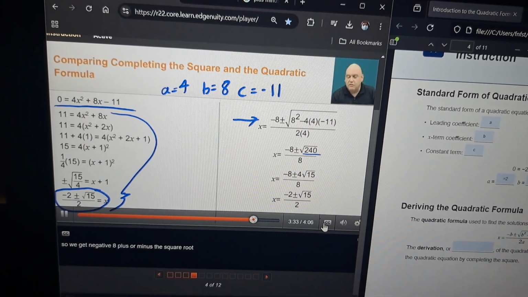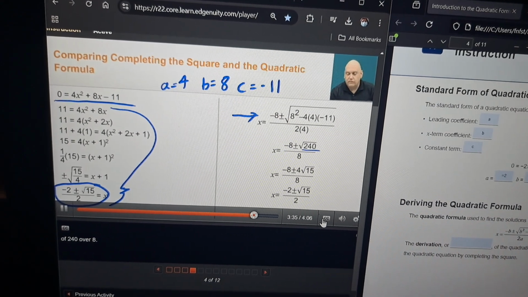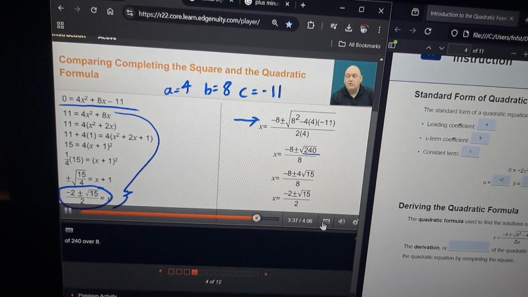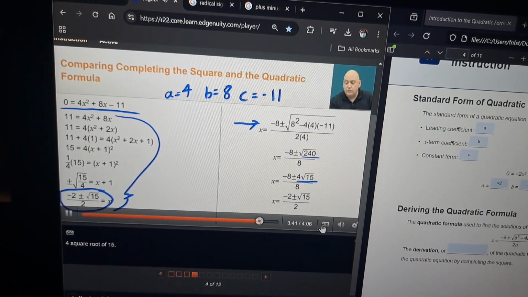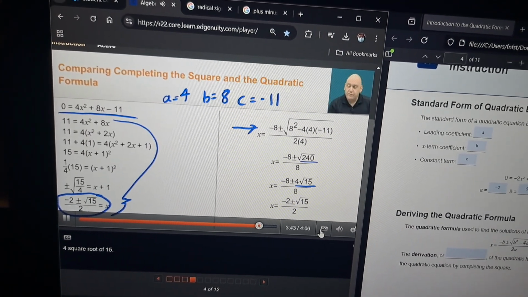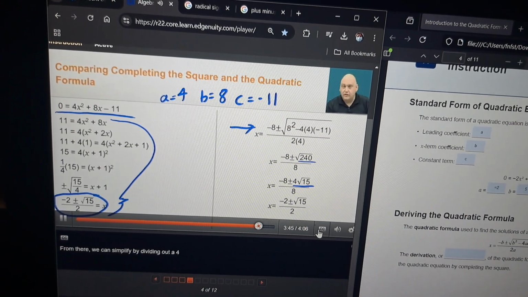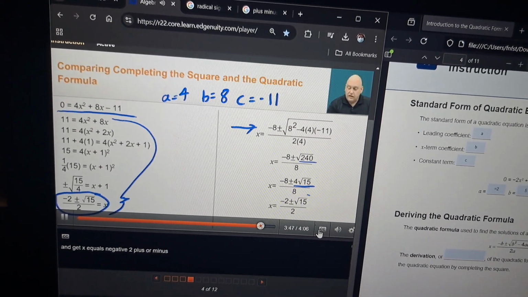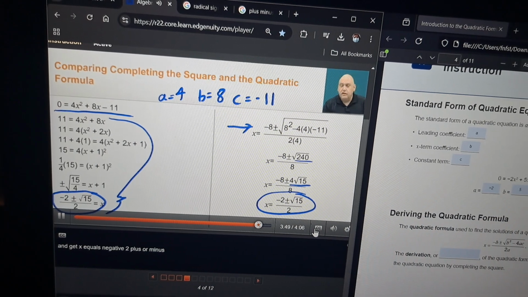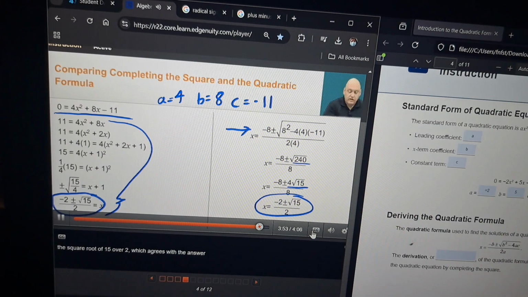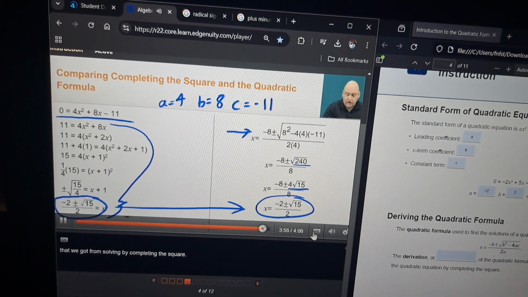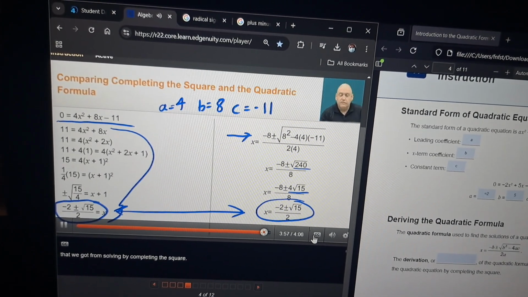240. So we get negative 8 plus or minus the square root of 240 over 8. The square root of 240 can be simplified to get 4 square root of 15. From there, we can simplify by dividing out 4 and get x equals negative 2 plus or minus the square root of 15 over 2, which agrees with the answer that we got from solving by completing the square.